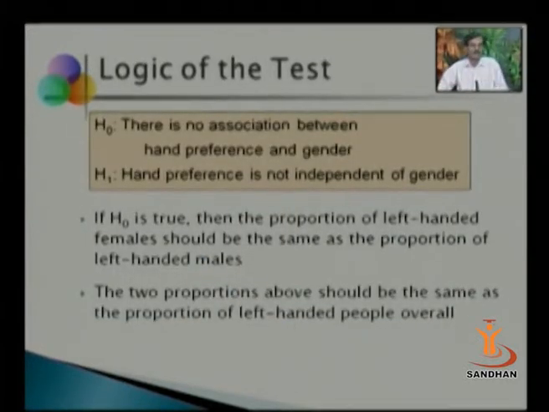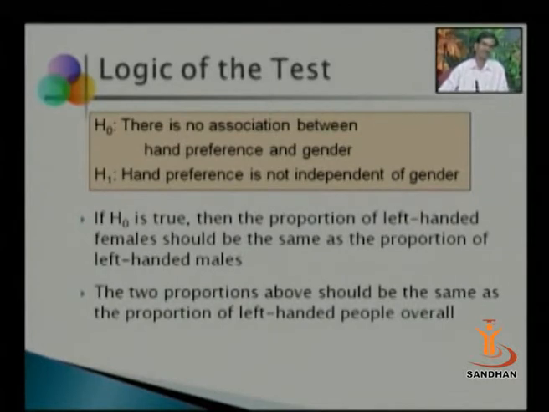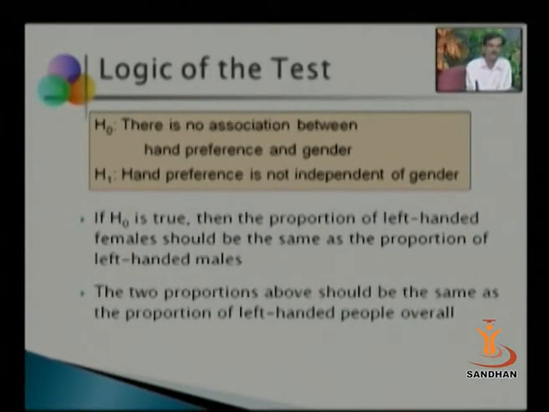So in this case the hypothesis is that there is no association between hand preference and gender, against there is an association. Obviously, if the null hypothesis is true, that means there is no association. If there is no association, then the proportion of left-handed females should be the same as the proportion of left-handed males. That means the proportion is the same.